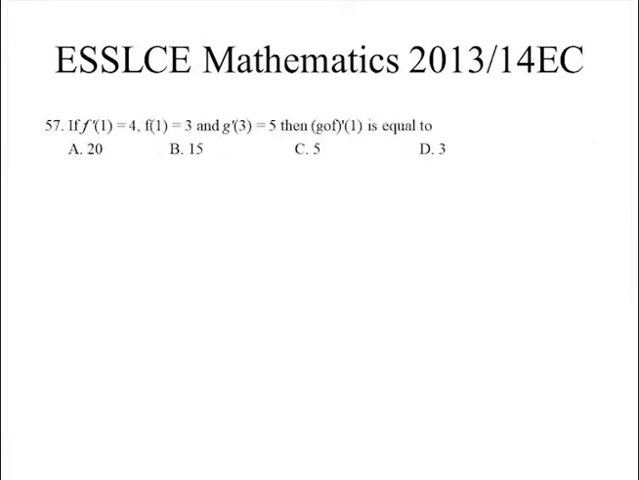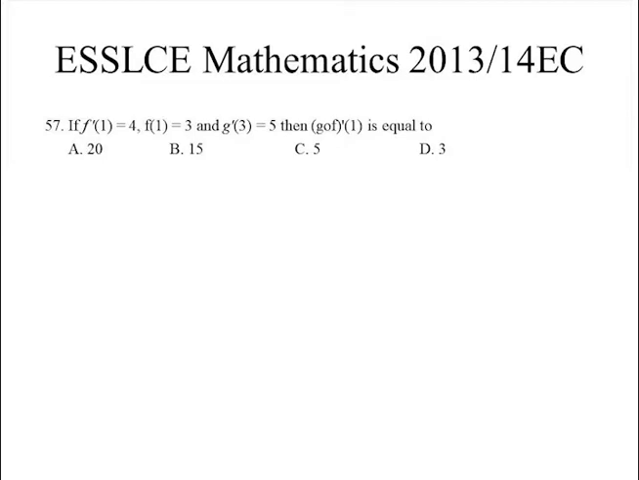Question number 57. If the first derivative of f at 1 is equal to 4, f of 1 is equal to 3, and the first derivative of g at 3 is equal to 5, then what is the first derivative of g of f at 1?